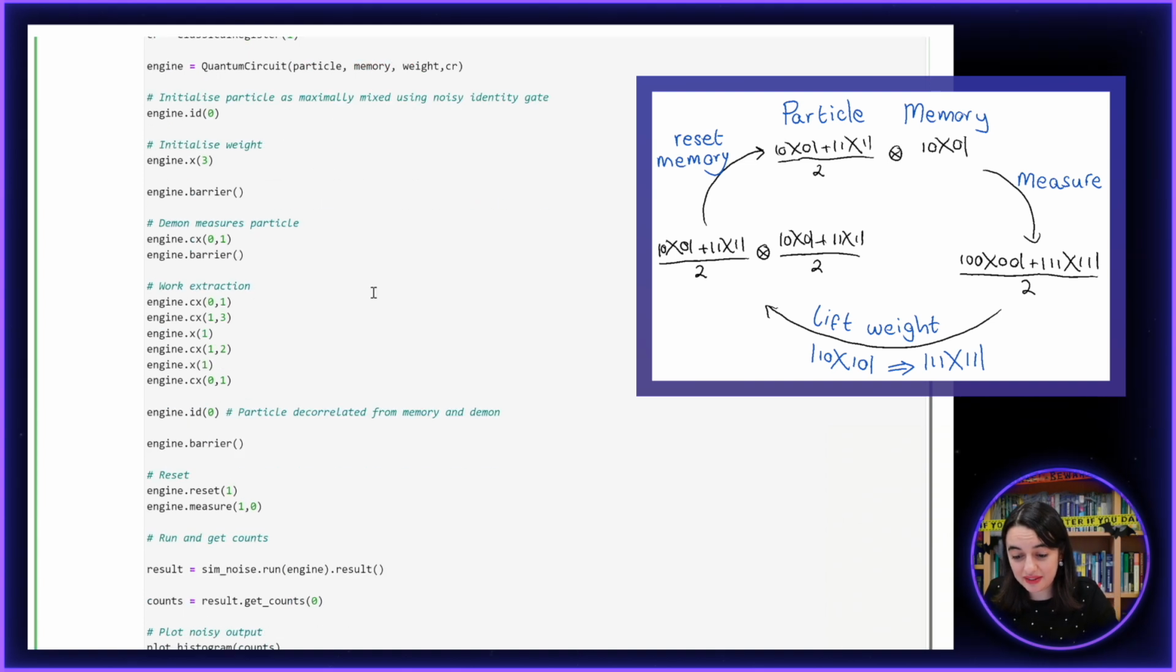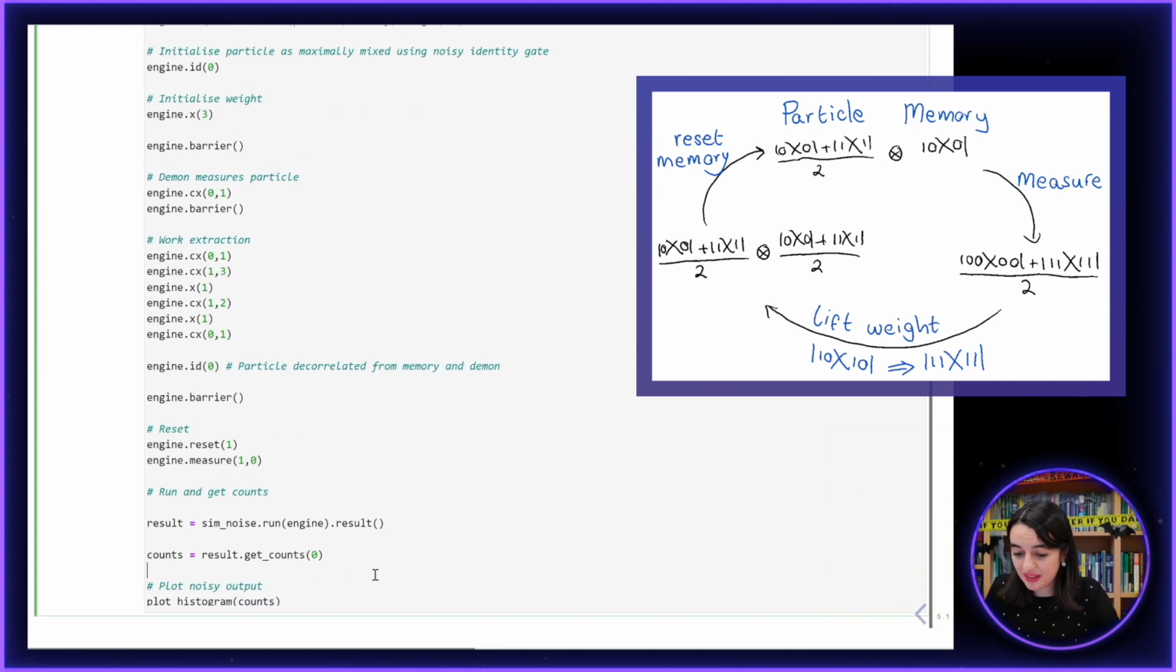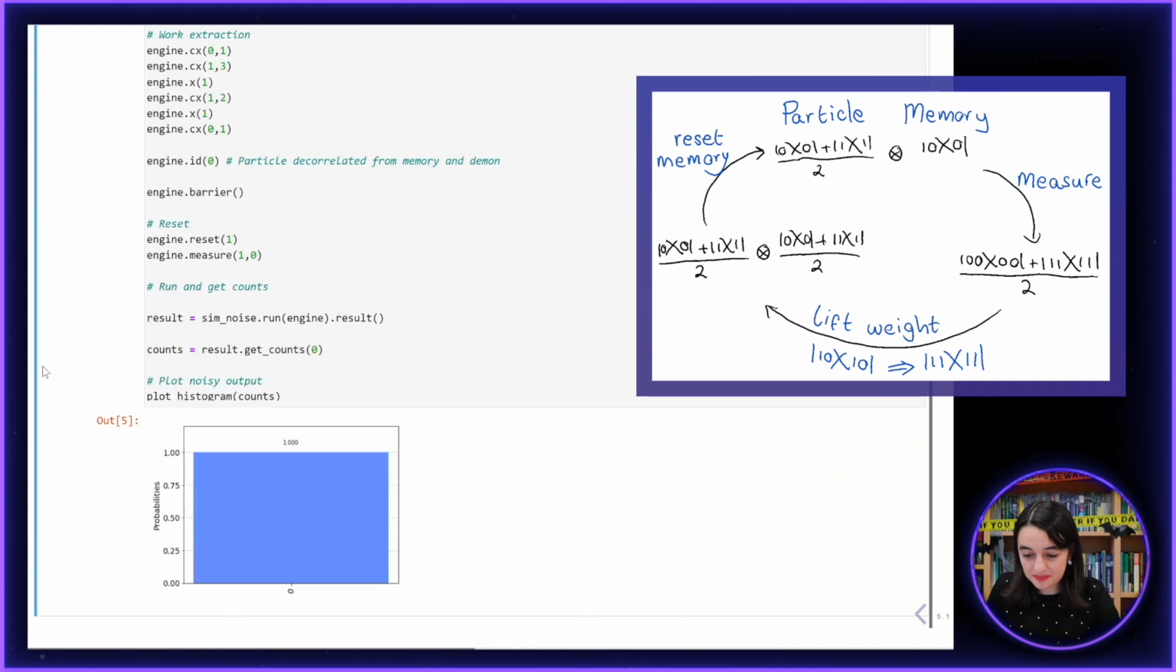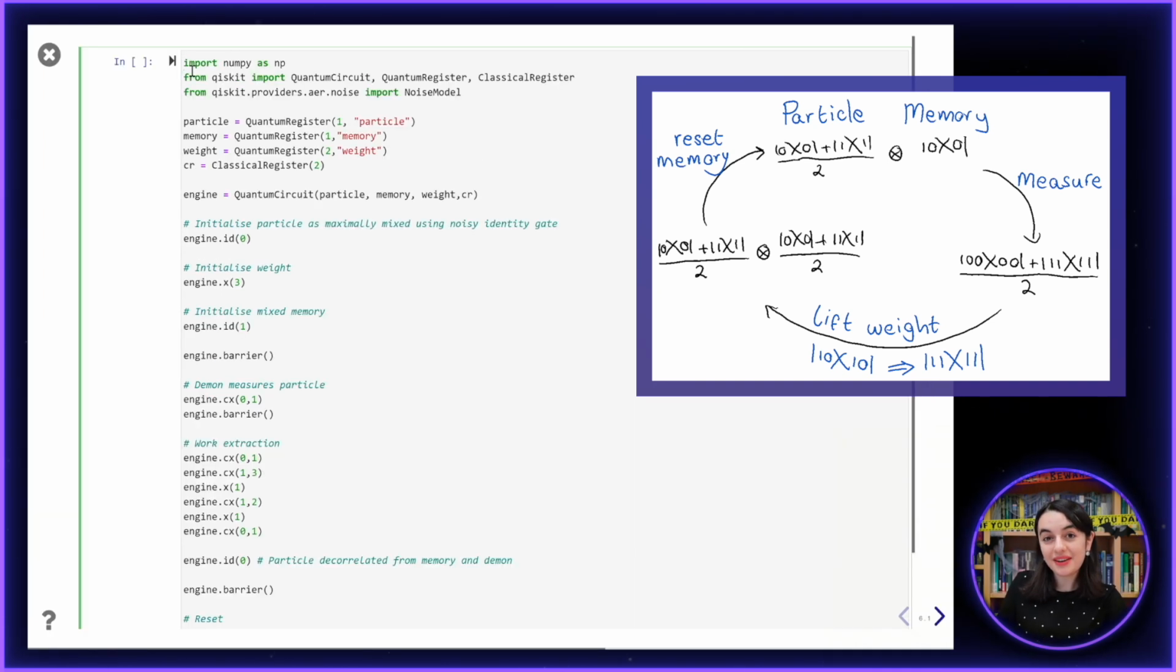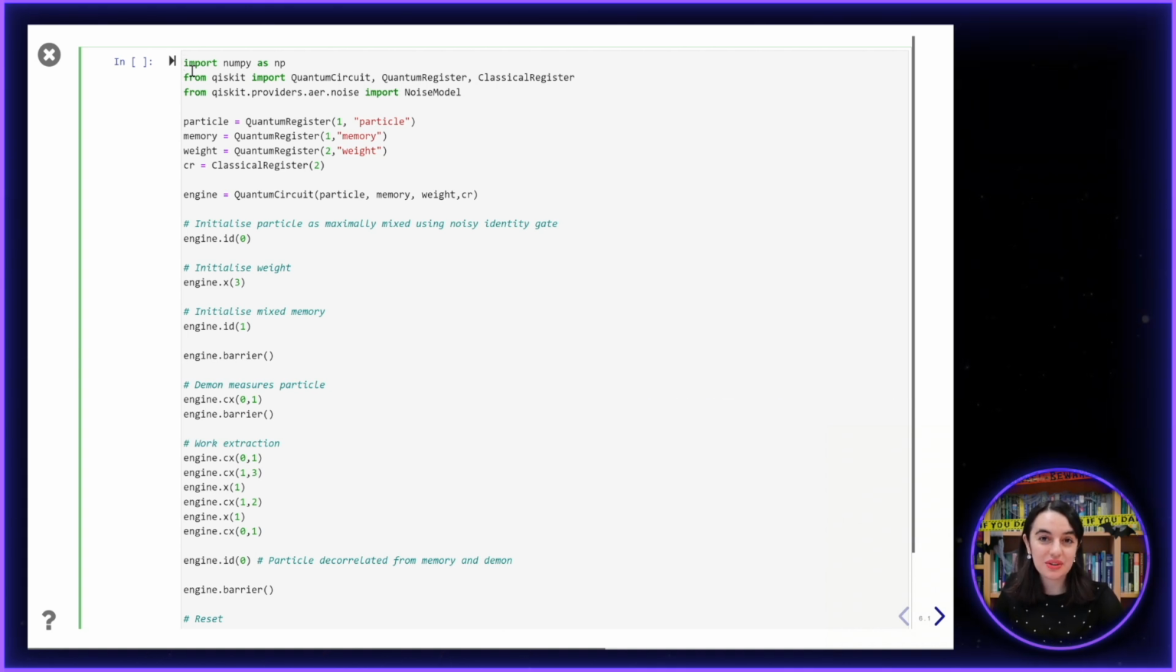And now we can check the memory state, and we see that it's always 0. So our reset operation of erasing the memory to 0 has worked. So in our circuit, we added a reset operation to return the memory to the 0 state. And this is what has a minimum entropy cost on the environment.